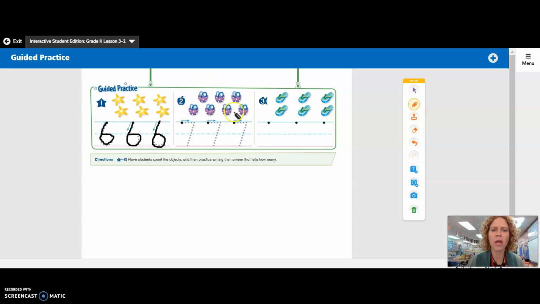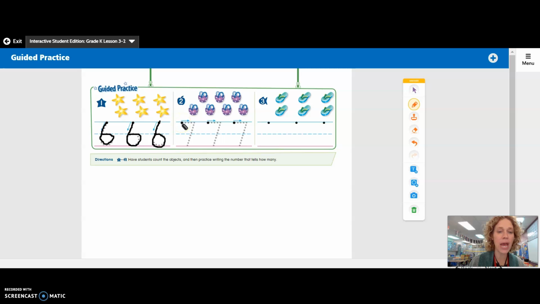I think these are beach bags, so we're going to count how many beach bags we have. Count with me. Oh, you know what? I'm going to grab my pointer here. Okay, we have to count and touch each one. 1, 2, 3, 4, 5, 6, 7. How many do I have? 7. So with my pencil, I'm going to trace the 7 here.